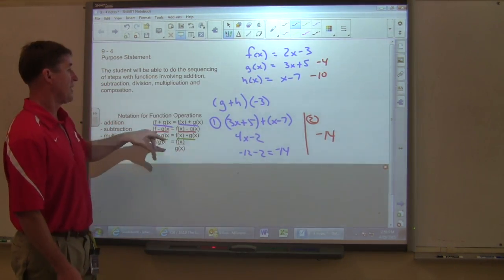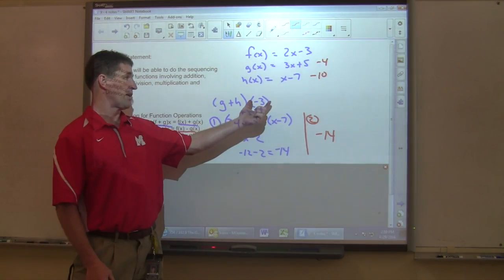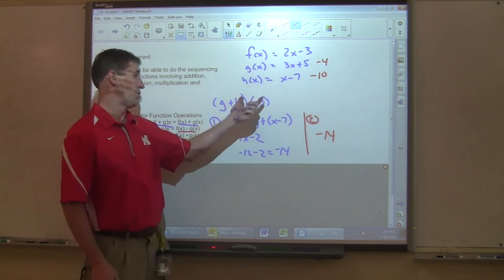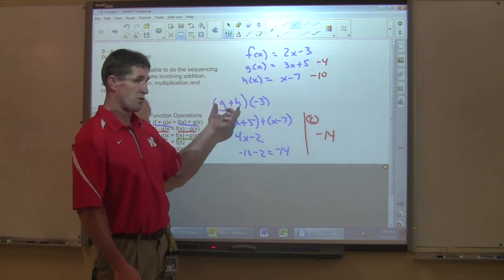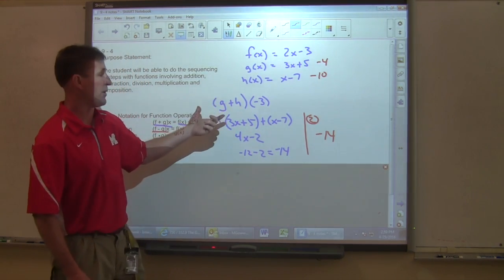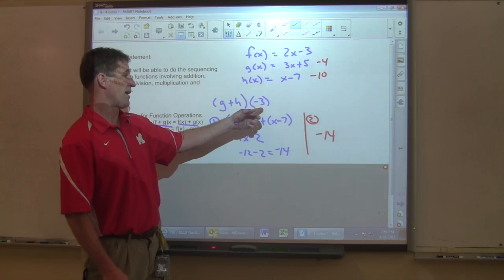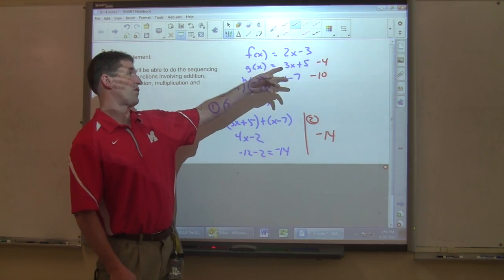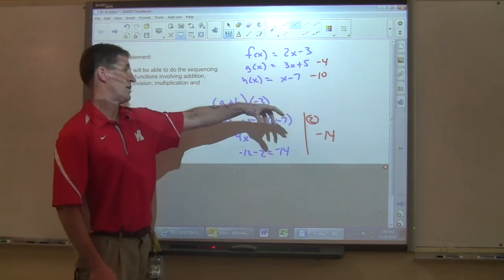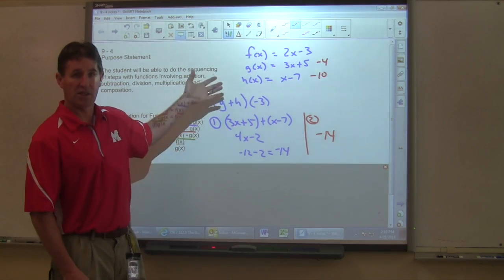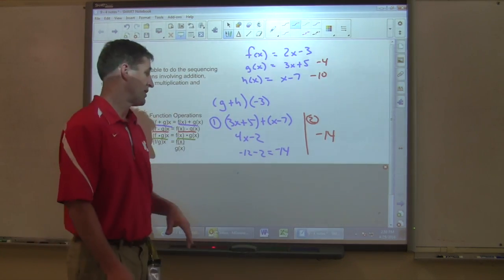Addition, subtraction. The only change is if they put a number in here, that just means either you add the functions together or subtract them or multiply or divide, whatever the operation is, and then plug in the value, or plug the value in first, get the totals, and then do the addition, subtraction, multiplication, or division.